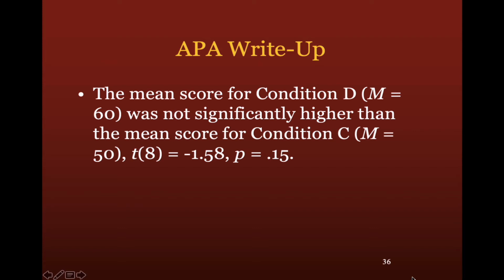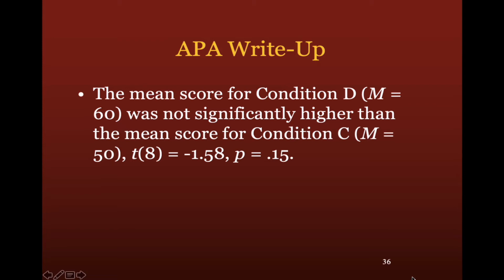So if we were to write up the results from that t-test in APA format, it would look something like this. The mean score for condition D, then you report the mean for that, which is 60, was not significantly higher than the mean score for condition C, which was 50. Then you report the statistics. t, telling the reader that's a t-test. The 8 degrees of freedom tells the reader that there were 10 participants total, equals negative 1.58.